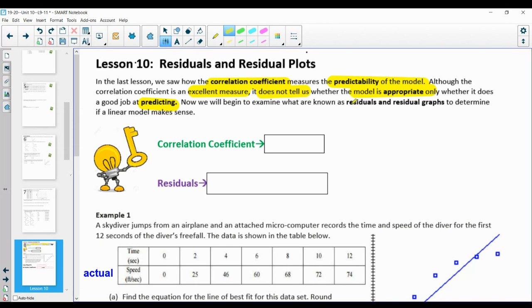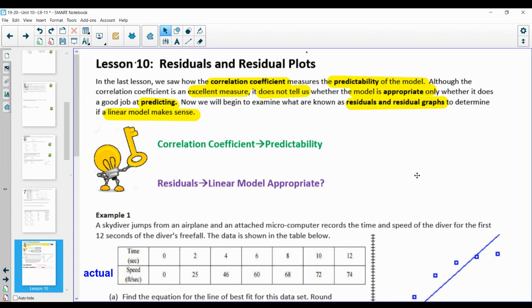Today, we're going to examine residuals and residual graphs, and they will tell us if a linear model makes sense. So the thing to remember entering into this lesson, once again, is that a correlation coefficient tells us about predictability, whereas the residuals will now tell us whether a linear model is appropriate. So let's look at example 1.